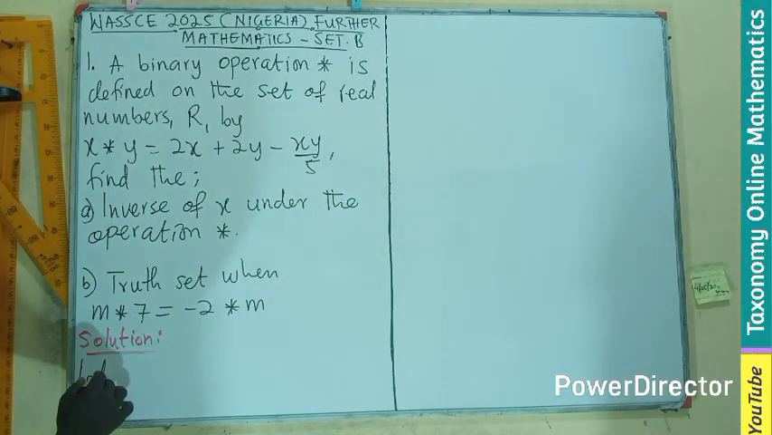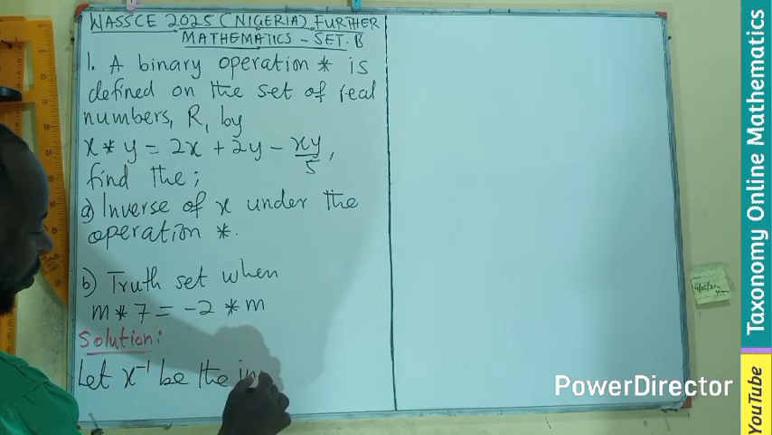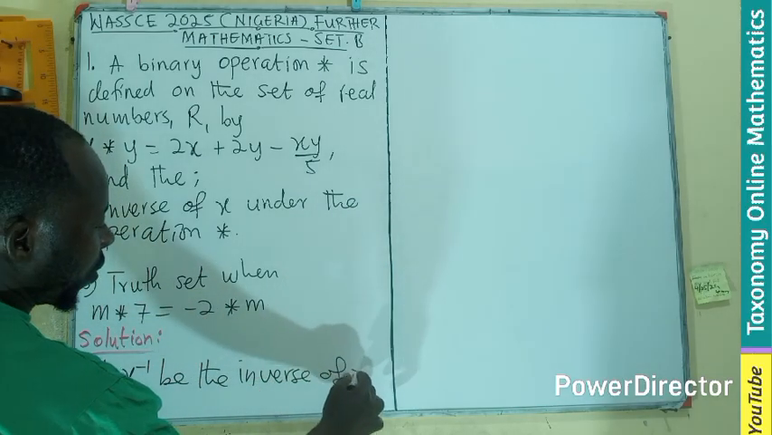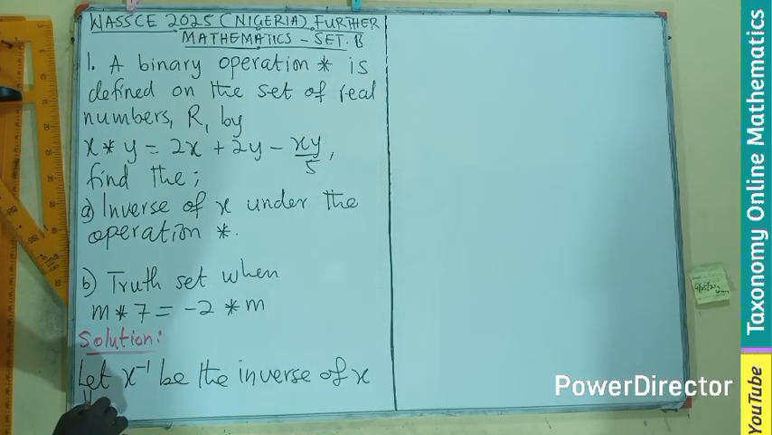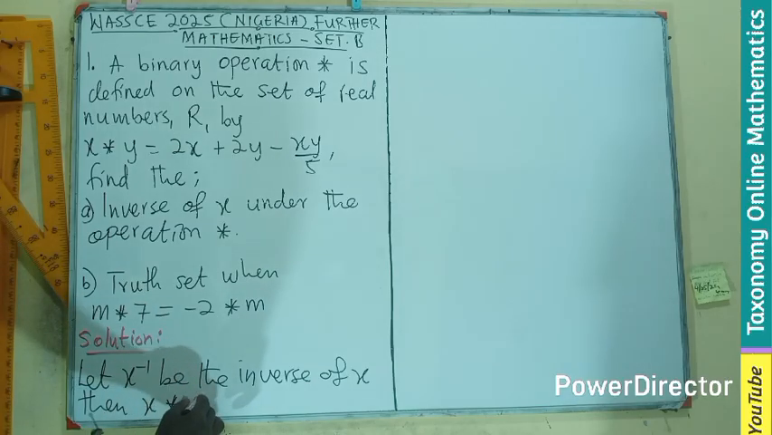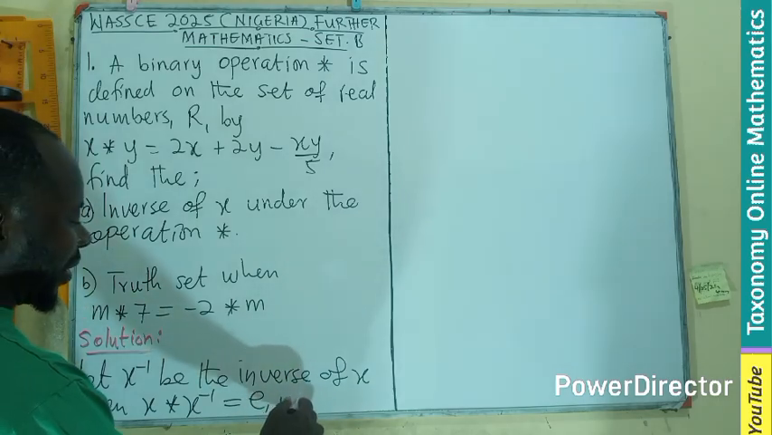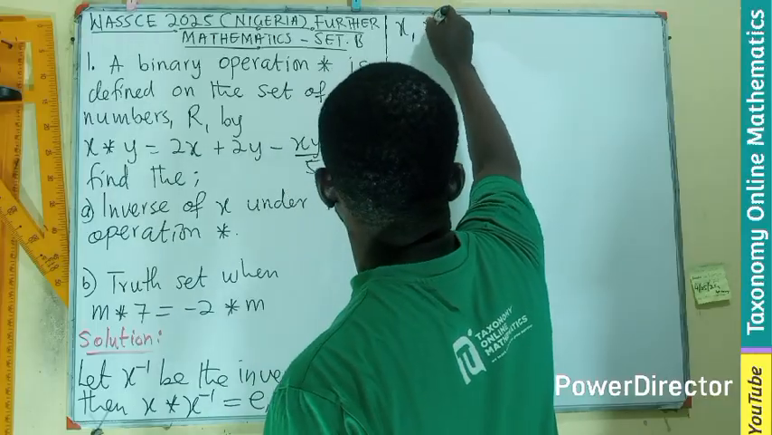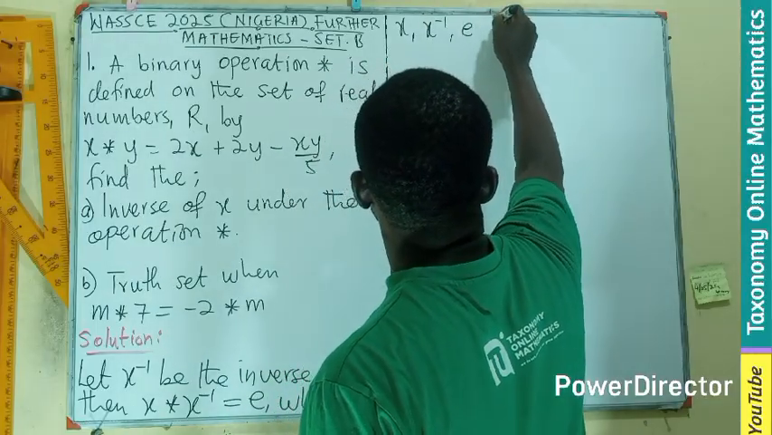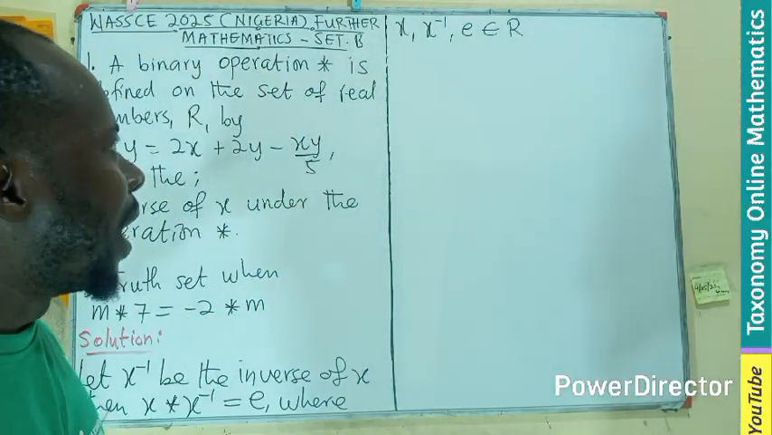First of all, let x bar be the inverse of x. If x bar is the inverse of x, then we can say that x operated on by the inverse will give us the identity element, where x, the inverse, and e all belong to the set of real numbers. All must be real numbers.